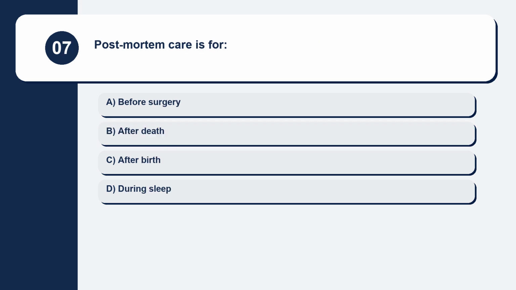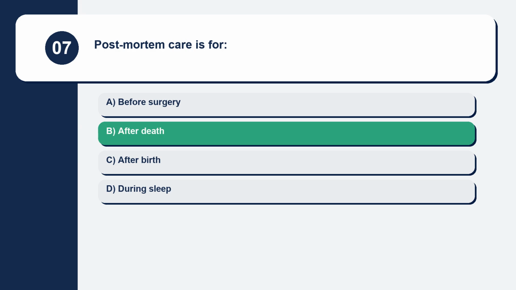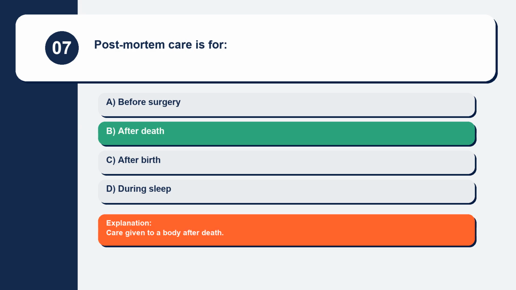Question 7. Postmortem care is for before surgery, after death, after birth, or during sleep? It is care given to a body after death.